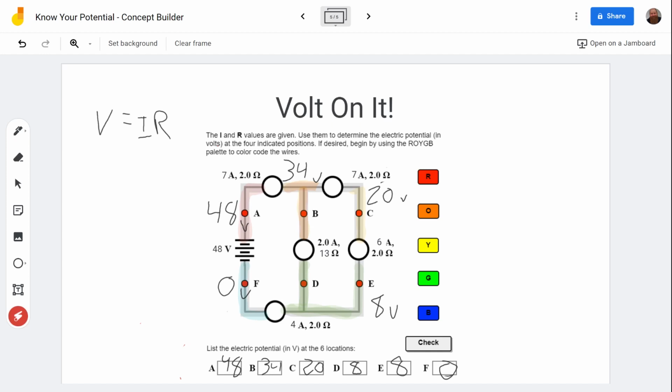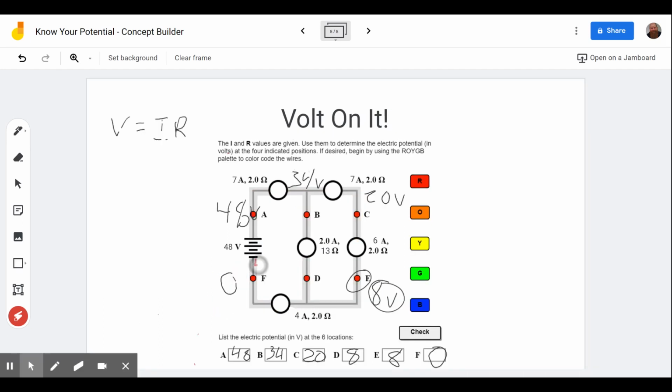But we can double check our work. Going from orange to green, we should lose 2 times 13, so we should lose 26. 34 minus 26 does give you 8. One more double check. Let's make sure we get to 0 going through this last one. 4 times 2 is 8, and 8 minus 8 does give us 0. And then finally, the battery pumps up the charge to give it 48 volts of electrical potential.